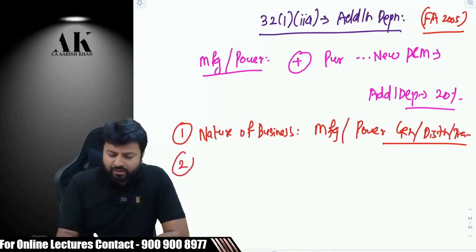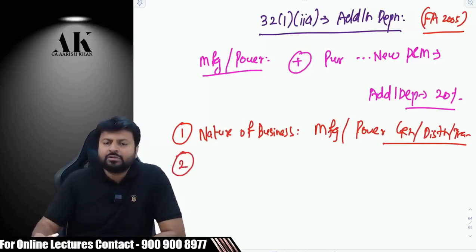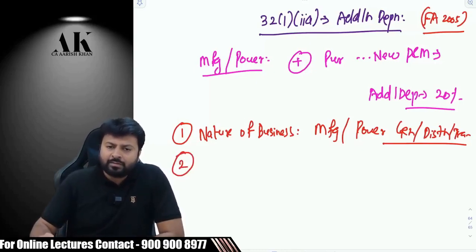My second question to all of you. What am I supposed to manufacture? Can I manufacture alcohol, tobacco?